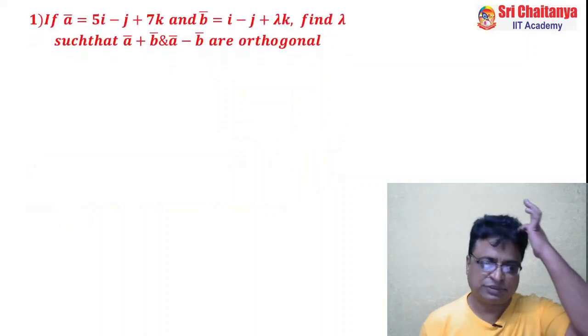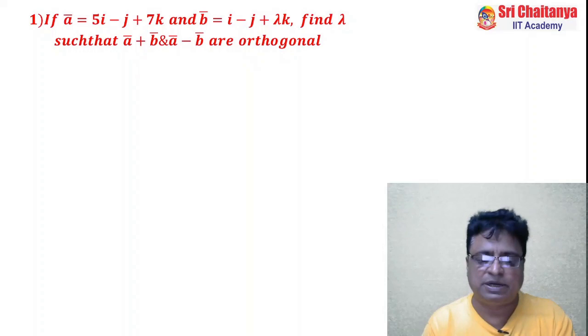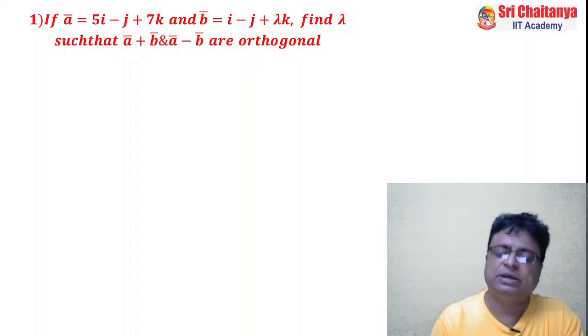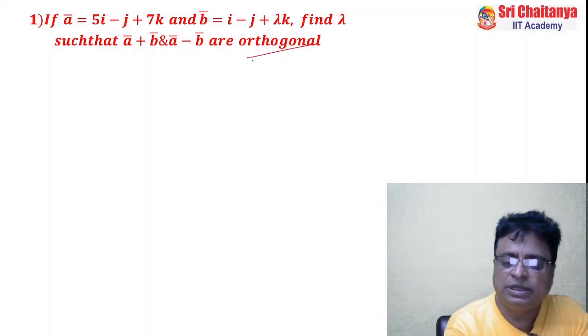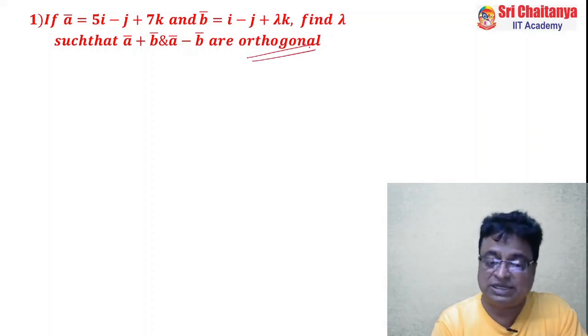Okay, my friends, let us see. This is the first question. If A bar is given and B bar is given, find lambda such that A bar plus B bar and A bar minus B bar are orthogonal. Here, orthogonal is the costliest term.